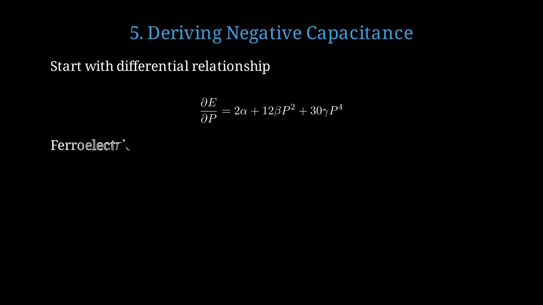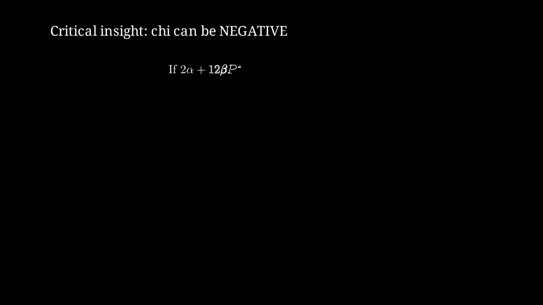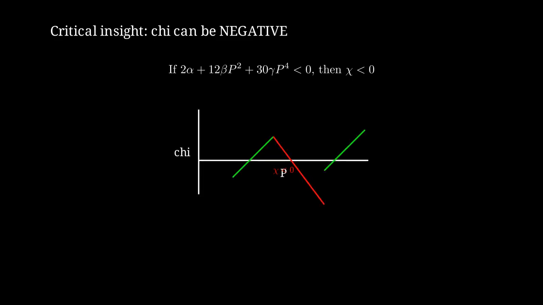The ferroelectric susceptibility chi relates how polarization responds to electric field. Chi equals partial P by partial E, which is 1 over the quantity 2 alpha plus 12 beta P squared plus 30 gamma P to the fourth. Here's the critical insight. When alpha is negative near the transition, chi can become negative in certain polarization ranges. If the denominator 2 alpha plus 12 beta P squared plus 30 gamma P to the fourth is negative, then chi is negative. This plot shows susceptibility versus polarization, with a negative region in the middle where the system is unstable.